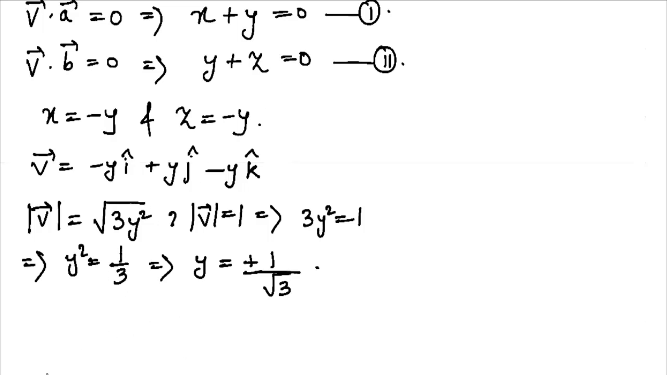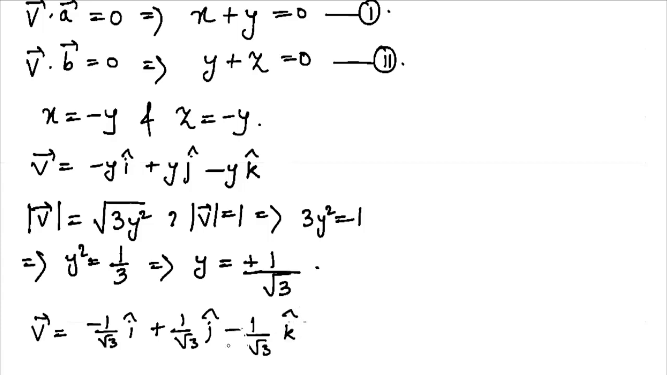Now what is the vector v? The vector v is, finally there are two vectors. One is, by taking y as 1 by root 3, we would be getting minus 1 by root 3 i, then plus 1 by root 3 j, and then minus y, that is again minus 1 upon root 3 k. V can be this, or it can be 1 by root 3 i minus 1 by root 3 j and plus 1 by root 3 k.